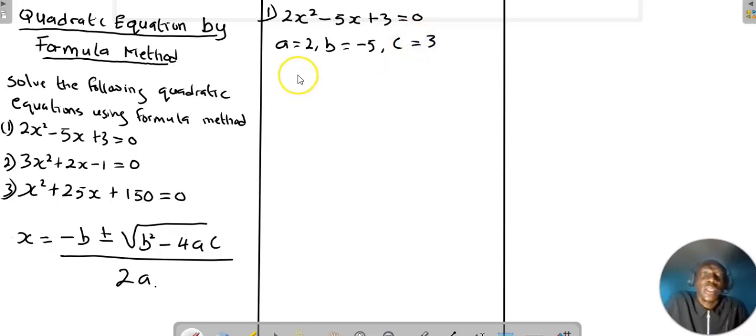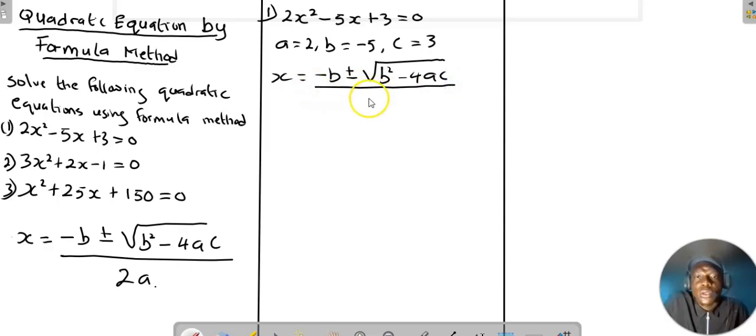Now let's substitute it into the formula. The formula says that x is equal to minus b plus or minus the square root of b squared minus 4ac, all over 2a. Let's substitute this. x is equal to minus b. What's our value for b here? Minus 5. So that will be minus of minus 5. Anywhere we see b, we replace it with minus 5. Then plus or minus the square root of b squared, so minus 5 squared minus 4a.